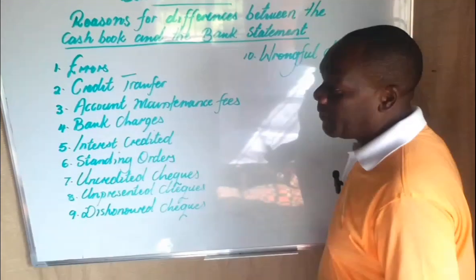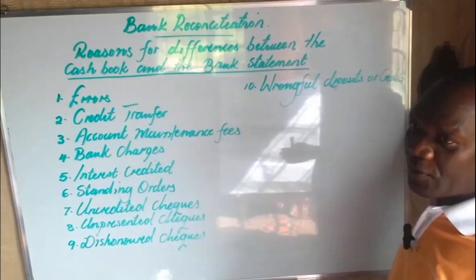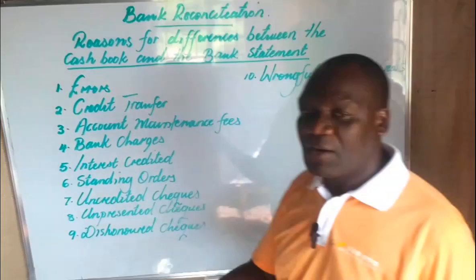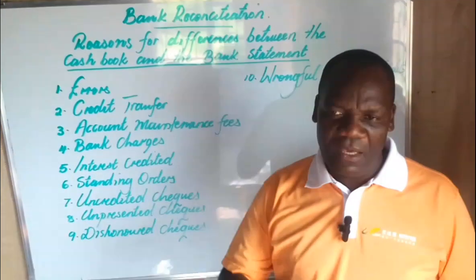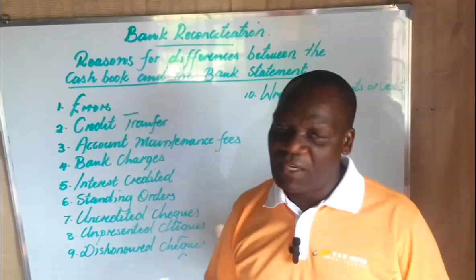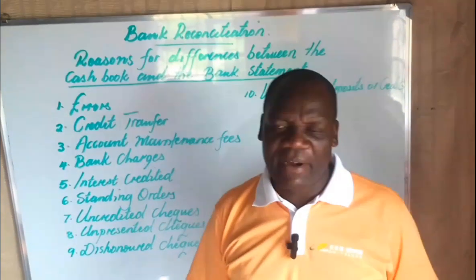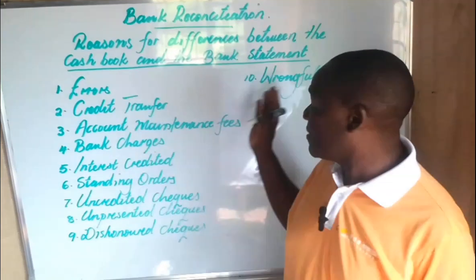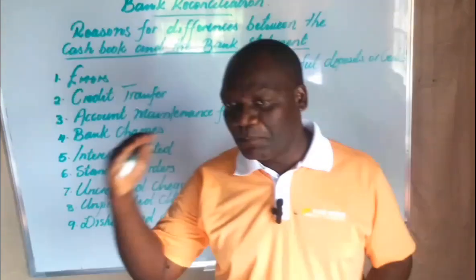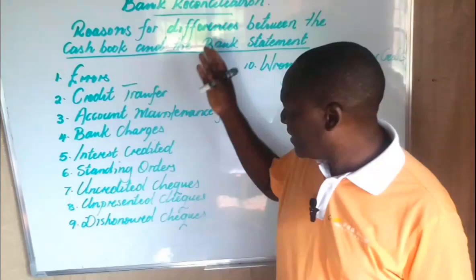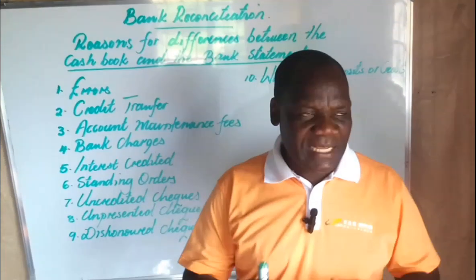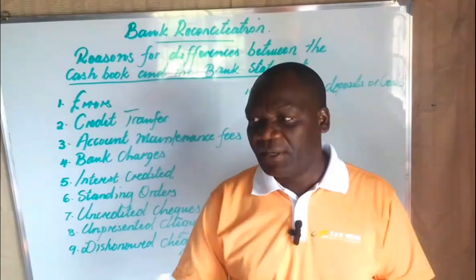Okay, here again, due to fatigue, you find that the accountant will make a mistake. A figure which is supposed to be credited will be debited, or the figure that is supposed to be debited will be credited. So this will cause a difference between the cash book and the bank statement. All these are supposed to be reconciled at the month end, and then the balances should always equalize.